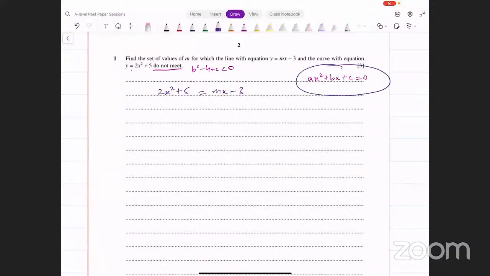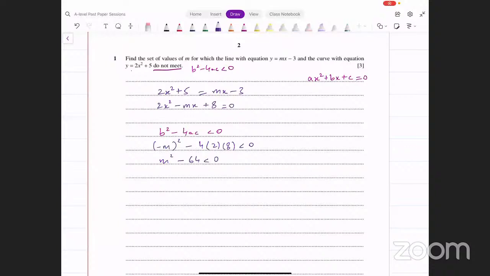So let's convert it to this form first. Take everything to the left: 2x squared minus mx plus 5 plus 3, that's going to be plus 8 equals 0. And now we use that, b squared minus 4ac should be less than 0. Now what's b here? B is minus m, so minus m whole squared, minus 4 into 2 into 8, is less than 0. That gives us m squared minus 64 less than 0, and that gives us m squared less than 64.